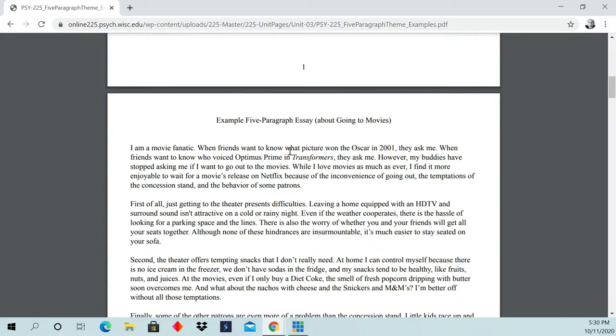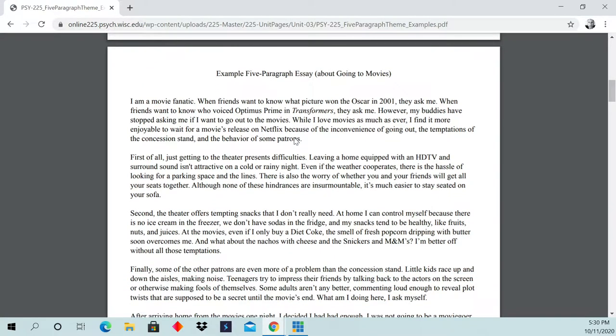Let's look at this one, a five-paragraph essay example about going to the movies, okay? All right. Again, what do we want to start off with? We want to start off with a hook, right? I am a movie fanatic. There it is. Right there's the hook.